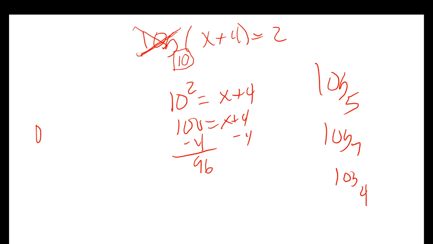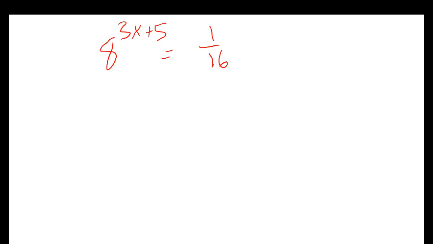We're going to give you these last two to try. We're going to go 8 to the 3x plus 5 equals 1/16. And then we're going to go 4 2x plus 7 equals 9. Let's try those two.